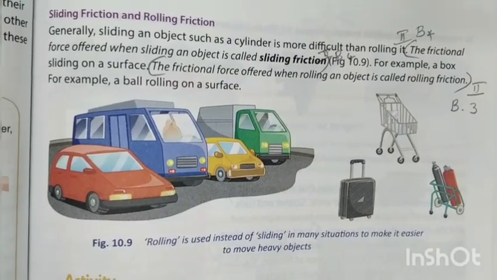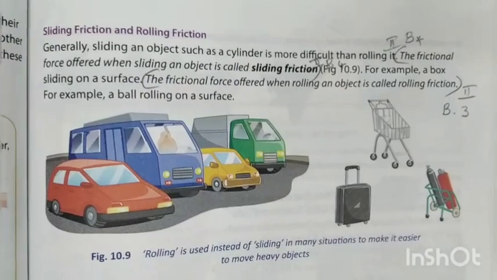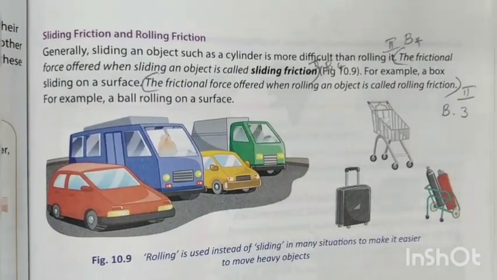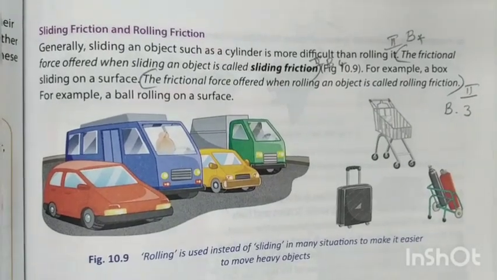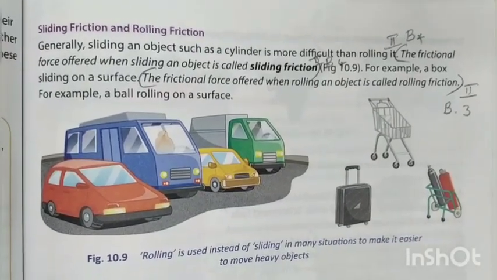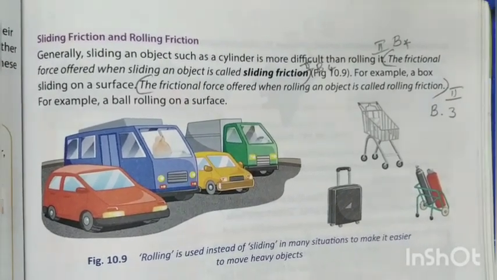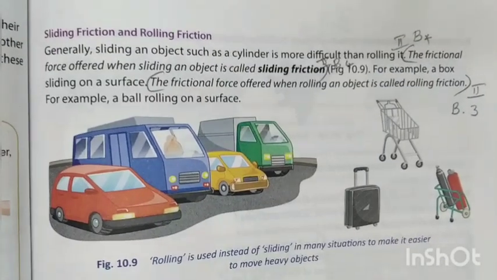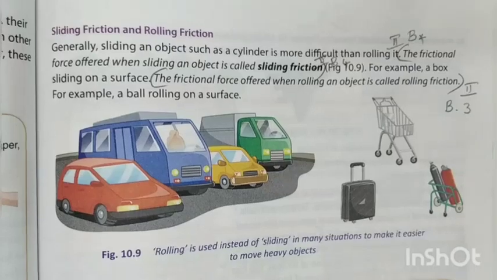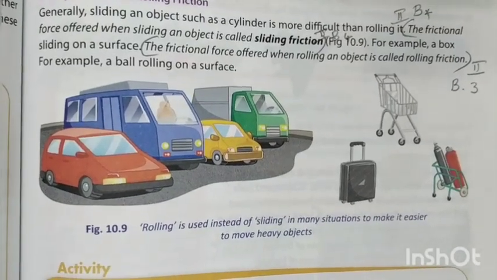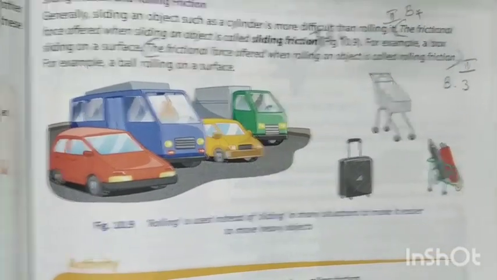What is meant by rolling friction? The frictional force offered when an object is rolling is called rolling friction. For example, a ball is rolling on the surface. You have seen so many pictures on page number 153 in the textbook. These are all examples of rolling and sliding friction.